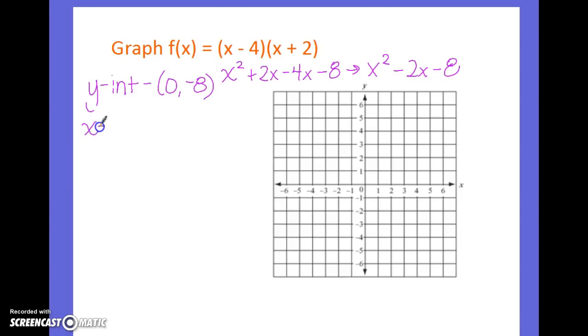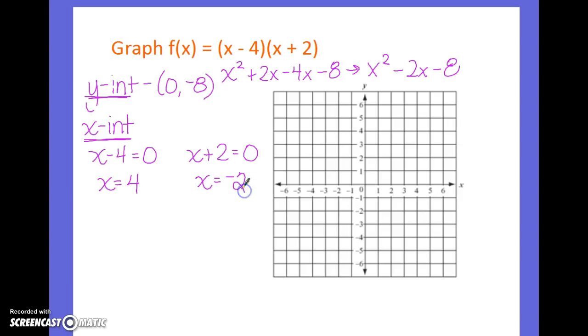So now for my x-intercepts, remember from Friday, I'm going to take each of those linear functions, so x minus 4 and set it equal to 0, and x plus 2 and set that equal to 0, because again I want my y to be 0 to figure out what my x is, and I get x equals positive 4 and x equals -2. Because this is a parabola, I am going to have 2 x-intercepts.